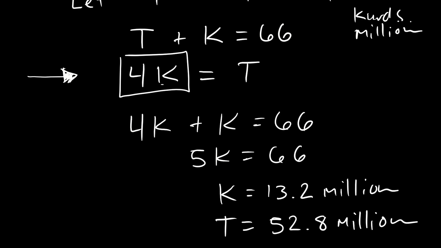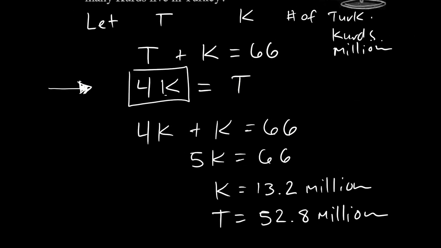There's way more Turks, right? In fact, there's four times as many. There's four times the number of Turks as there are Kurds. So if you take the number of Kurds multiplied by four, that would equal the Turks. This is me still convincing myself I'm right. The other thing that has to be true is if we add those two numbers up, if I take the 52.8 and I add to it 13.2, I should get 66 million, and I do.